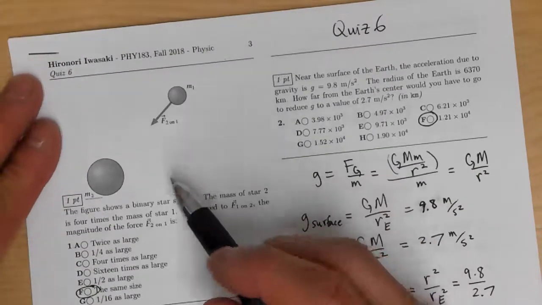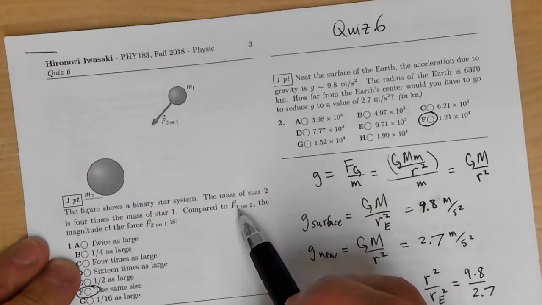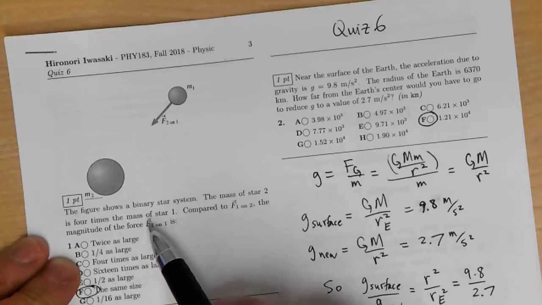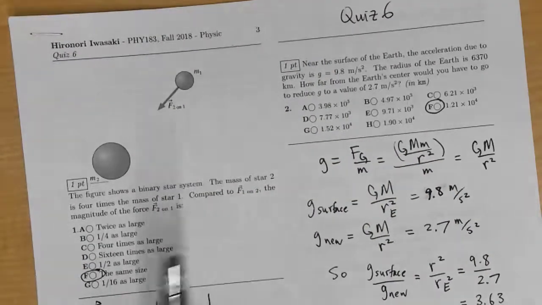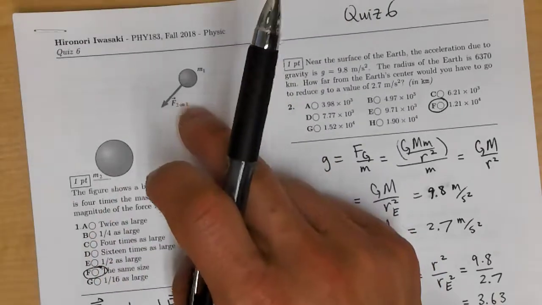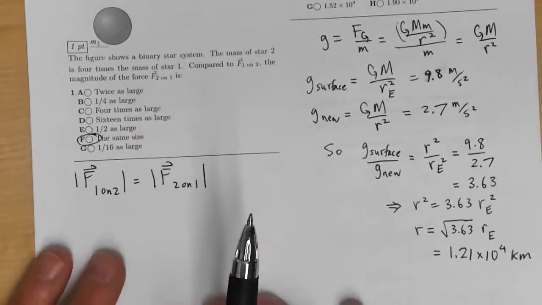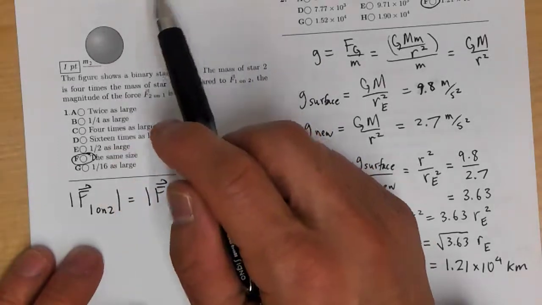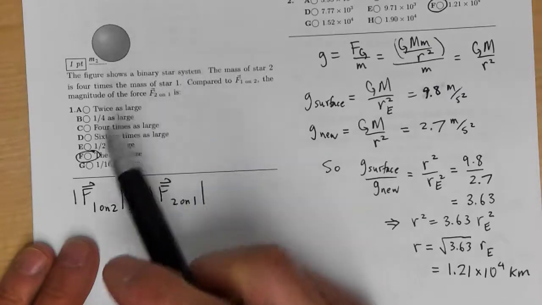Okay, we have two masses, m1 and m2. We want to compare the magnitude of the force of 1 on 2 and the force of 2 on 1. It's just the force of gravity. This is just Newton's third law, or you can just use the formula for gravitation. The forces will have the same magnitude, opposite directions. Okay, they have the same size.